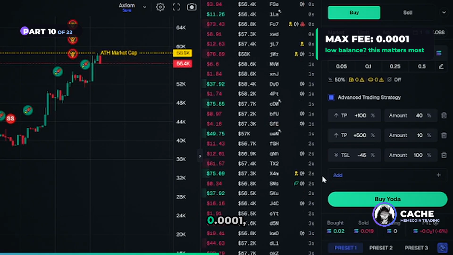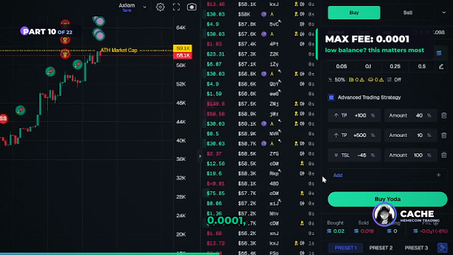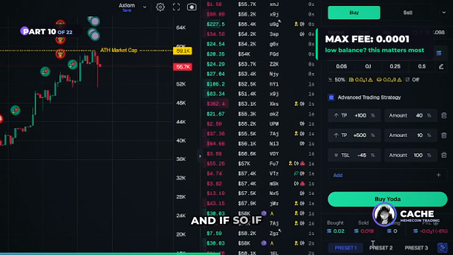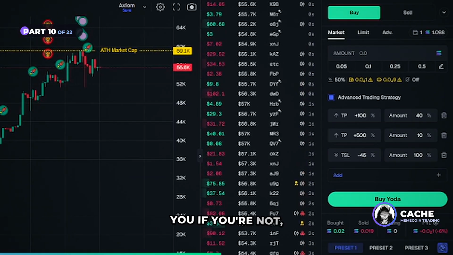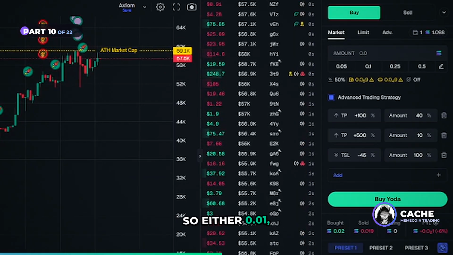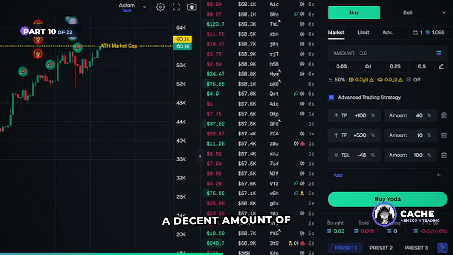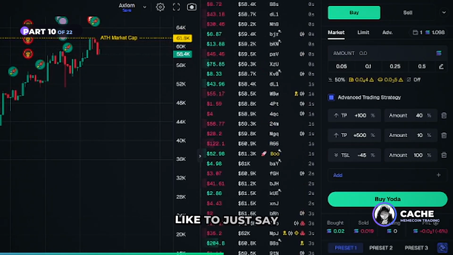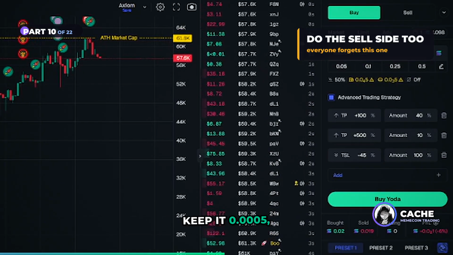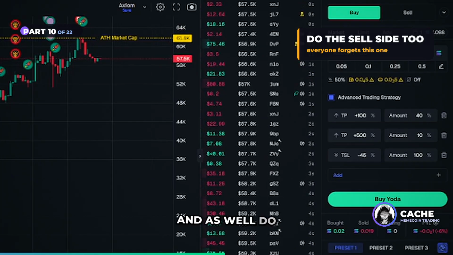You're going to do 0.0001. And so if you're trading with a low balance, you definitely want to do this because it will drain you if you're not. So either 0.01, or if you have a decent amount of money that you're trading with, you can even do 0.01, but I would low-key like to just say keep it at 0.0005. And as well, do that in the sell settings.